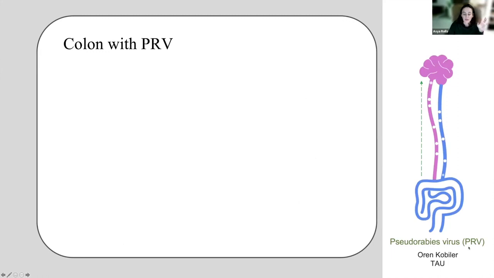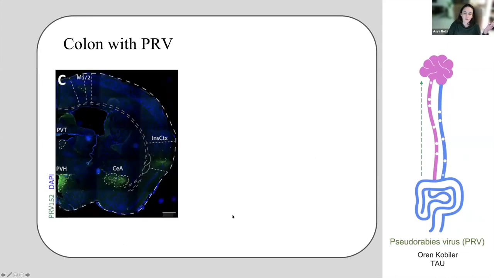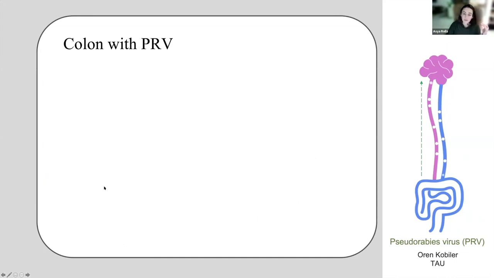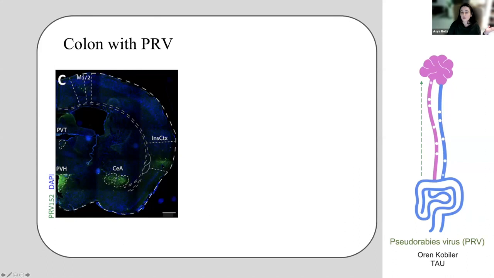We gave a pseudorabies virus, which will go retrogradely. We injected the virus to the colon and followed where it goes in the brain. And you can see that it reaches several brain areas, including the insular cortex. Makes sense, meaning that neurons in the insular cortex can deliver information to the colon. But are they the same neurons that we captured?